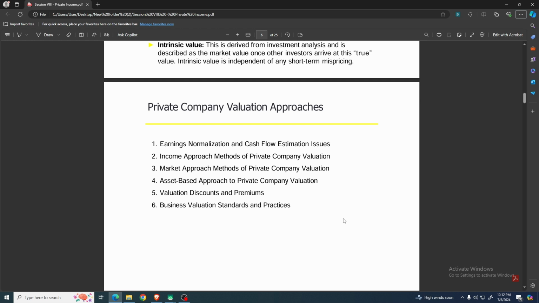And then you have the valuation discounts and premiums. Valuation discounts and premiums are adjustments made to reflect specific attributes of the company, such as lack of marketability or control.